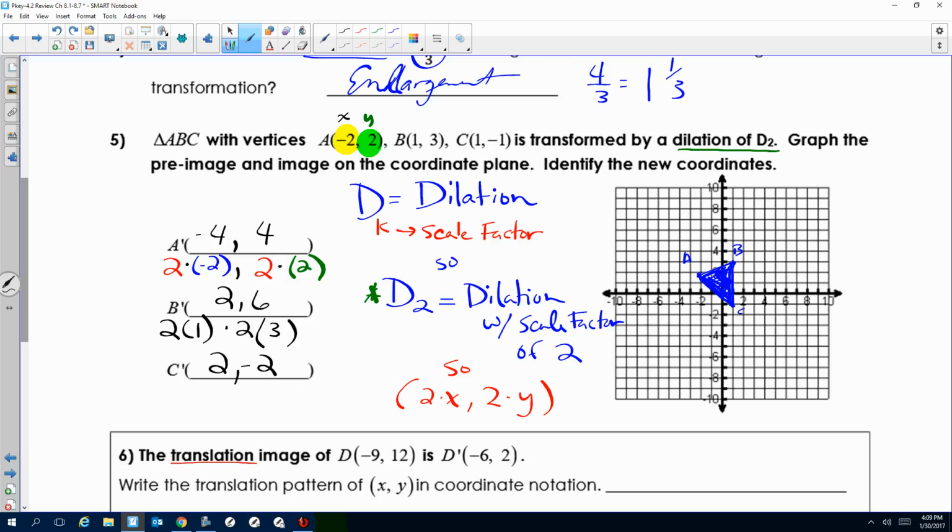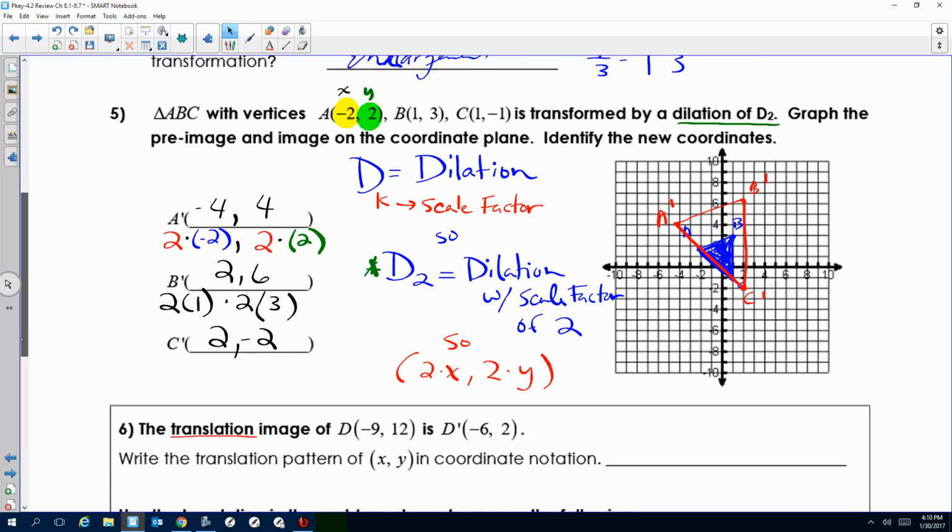And then we're going to graph those points. So there'll be times when we are going to ask you to graph the prime, the image. So here we got negative 4, positive 4. There's my A prime. Positive 2, positive 6. So to the right 2, up 6. There's my B prime. And then we have 2, negative 2. There is my C prime. And then we can connect those and see that it actually got bigger. Okay?